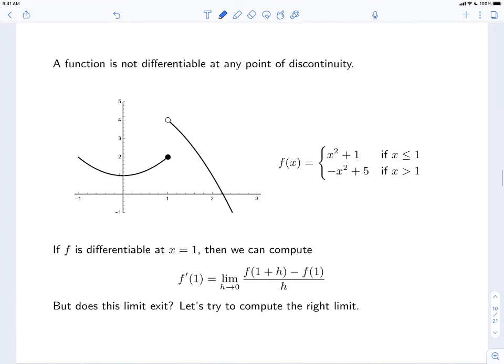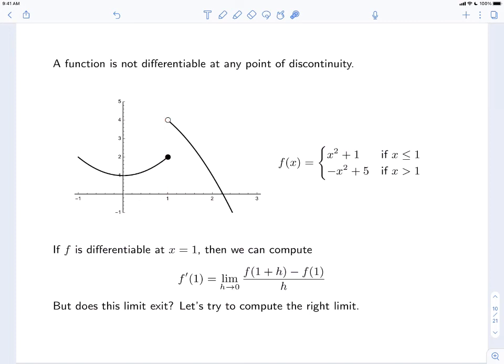A function is also not differentiable at any point of discontinuity. For example, here we have a piecewise defined function. When x is less than or equal to 1, the function is given by the parabola x squared plus 1. That's this part right here, to the left of 1. We have a nice parabola opening upwards. That's continuous, that's differentiable, everywhere except at this jump at x equals 1.